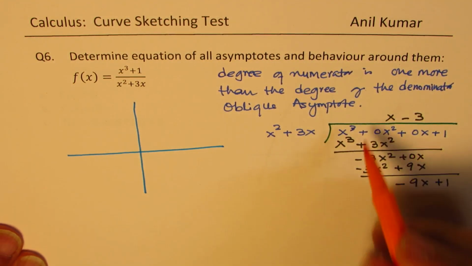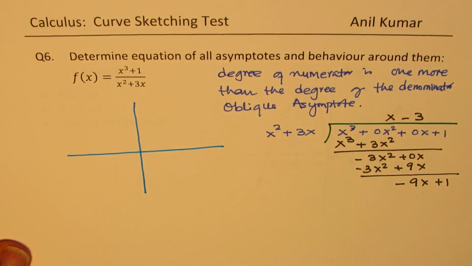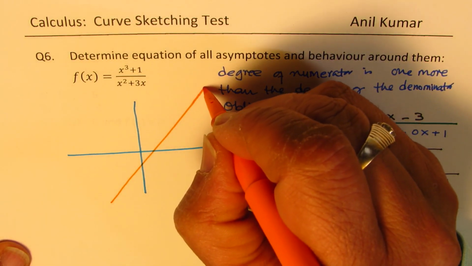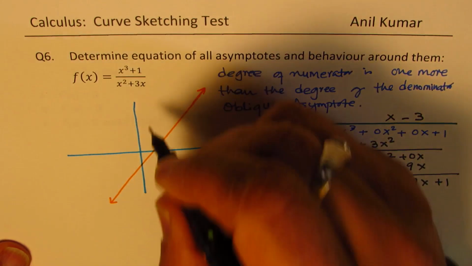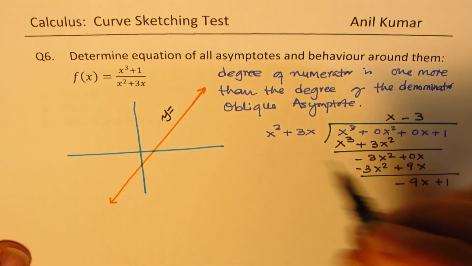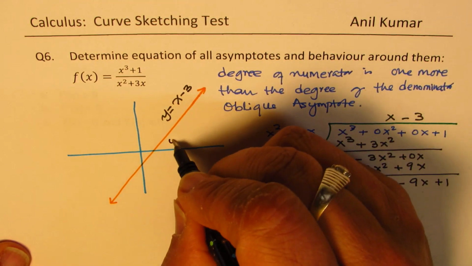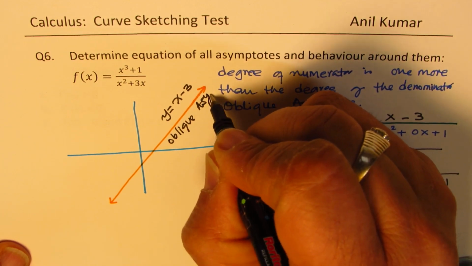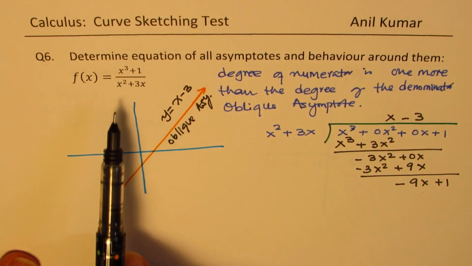So x minus 3 means the y-intercept is minus 3 and the slope is 1, so it looks something like this. Is it okay? So this is your oblique asymptote, which is y equals x minus 3, right? So that is your oblique asymptote. Perfect. So we got one oblique asymptote in this case.